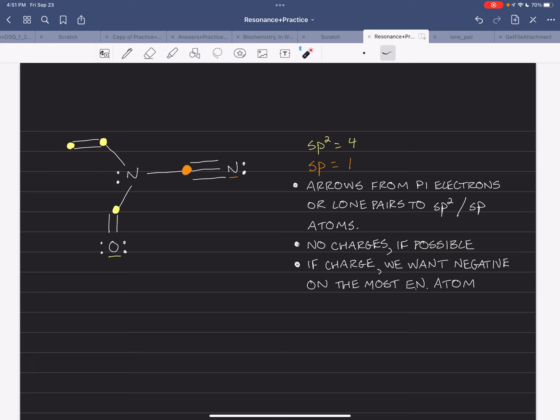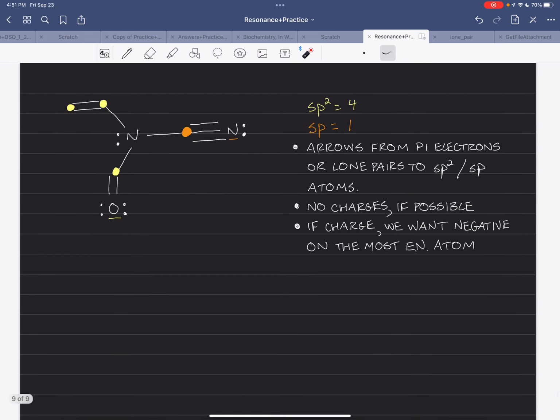Okay, so with that said, it's worth it to classify a couple of things here. There's a bunch of rules that we want to keep in mind. These are kind of like the central commandments of resonance. We're always going to draw arrows from pi electrons and from lone pairs. And importantly, and I just discovered this because it's mentioned in chapter 8, we're always going to go towards either sp2 or sp atoms, because an sp3 atom like this nitrogen here is already full. It really doesn't have any room for any electrons, okay?